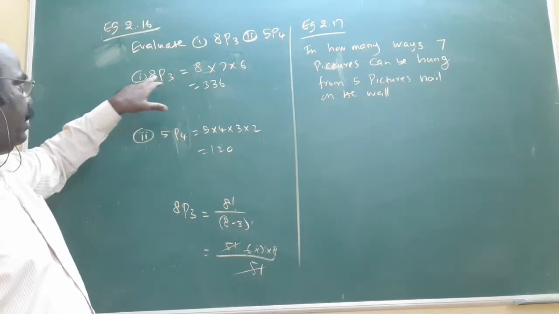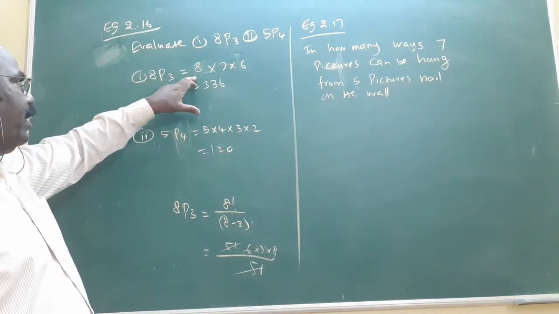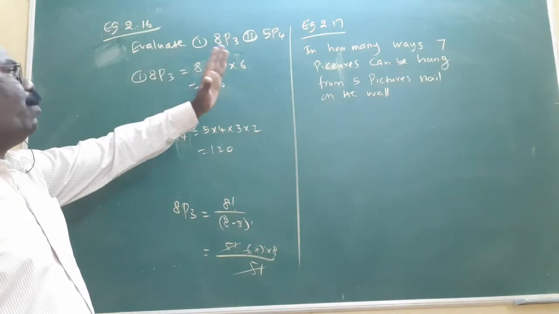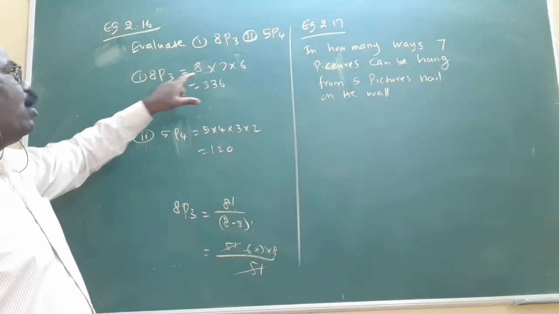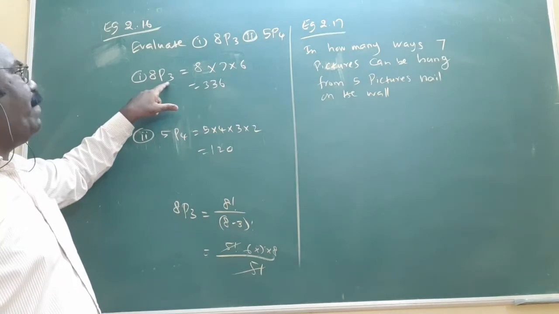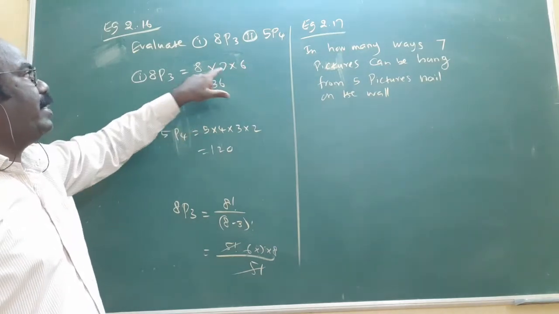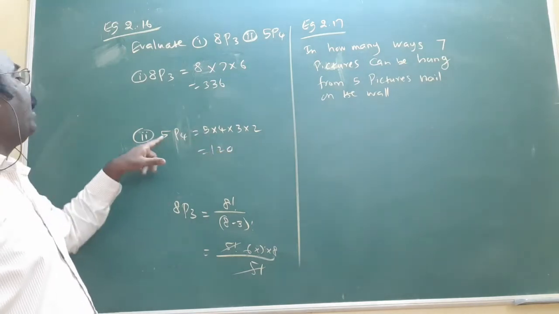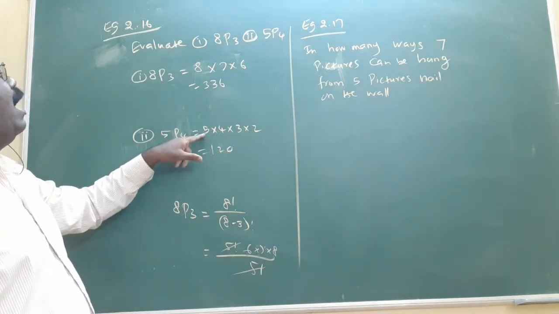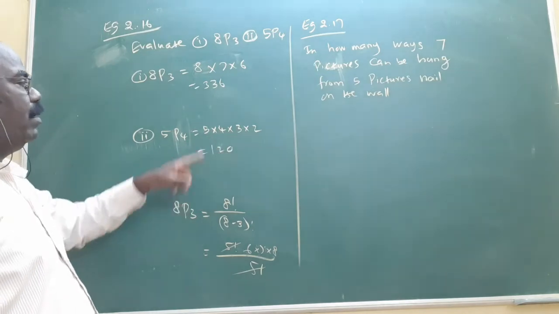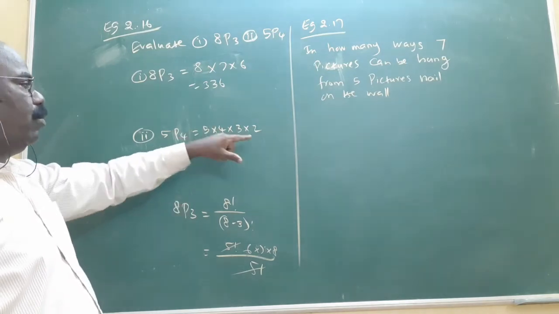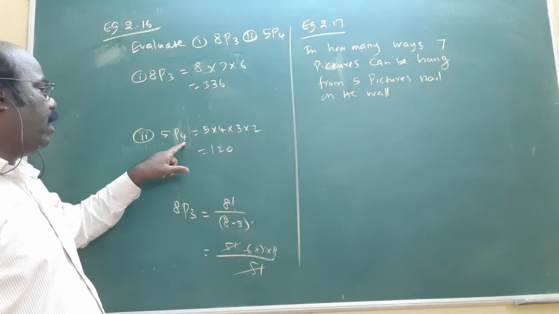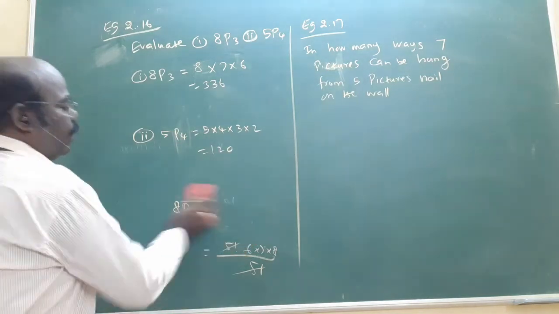That's why the first number 8 means start with 8. Each number is decreased by 1. But what is the next number? 3. That's why you want to write only 3 numbers. Here 5 means you want to write 5 numbers: 8, 7, 6, 5, 4. In this way you want to write. Here 5P4, 4 numbers you want to write, but start with 5. All numbers are decreased by 1. That's important. 5, next 4, next 3, 2. 1, 2, 3, 4 numbers. Here 4. In this way you want to write.